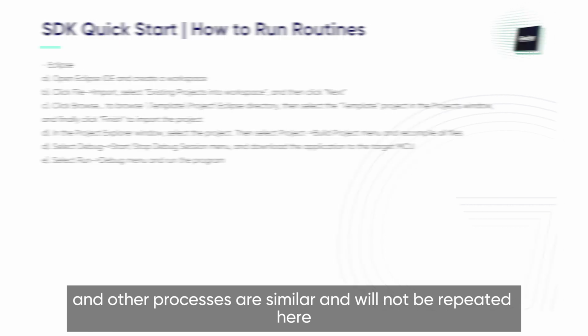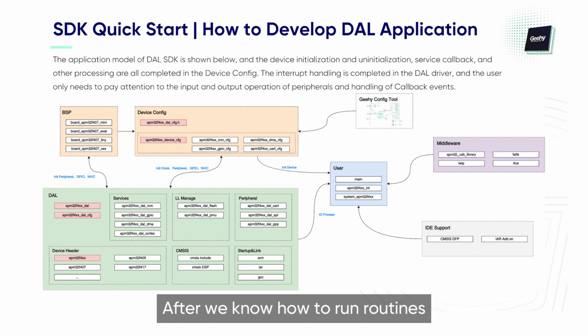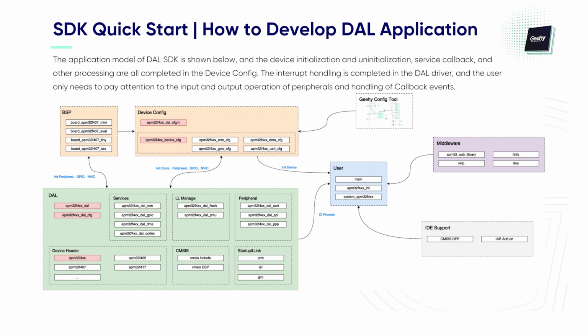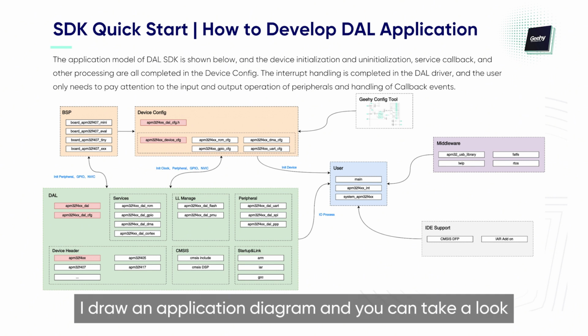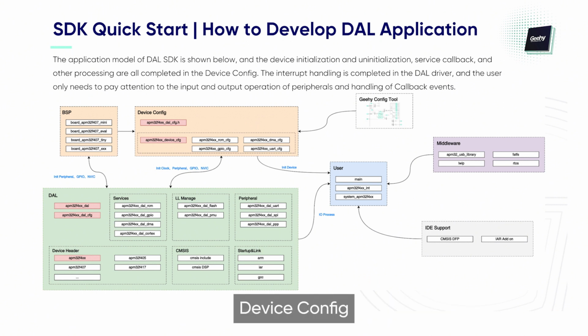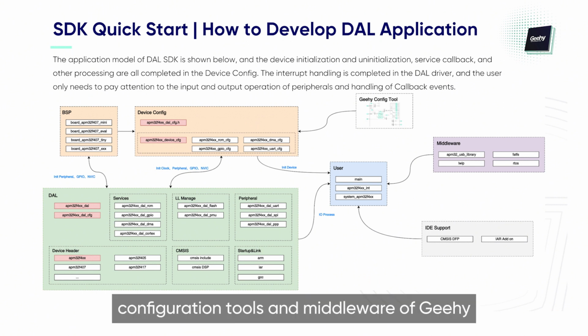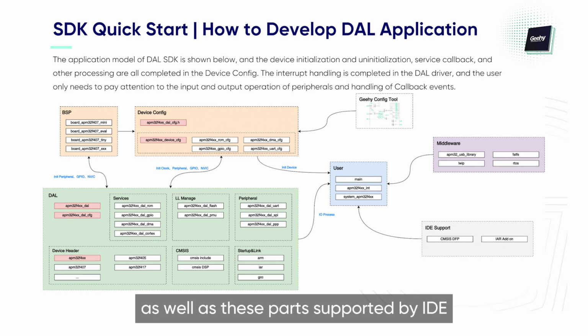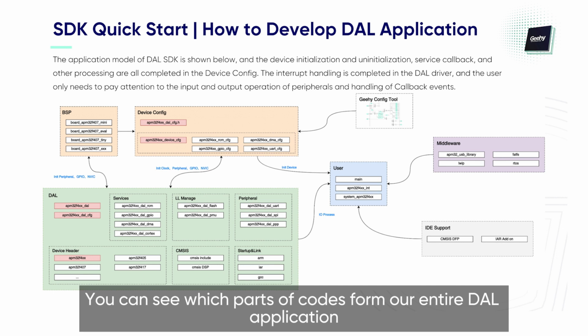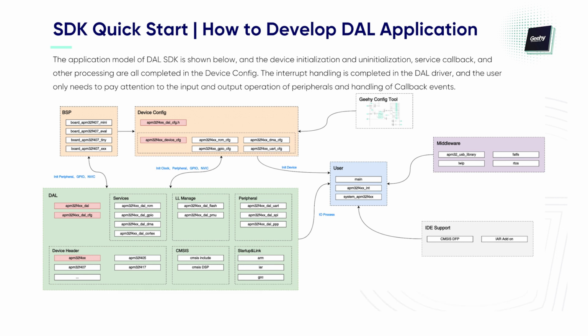After we know how to run routines, how to develop applications based on the DAL library. Here, I draw an application diagram and you can take a look. Our application codes include the DAL library, BSP, device config, configuration tools and middleware of GHI, as well as these parts supported by IDE. You can see which parts of codes form our entire DAL application.